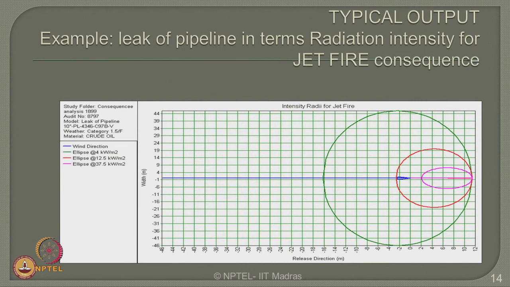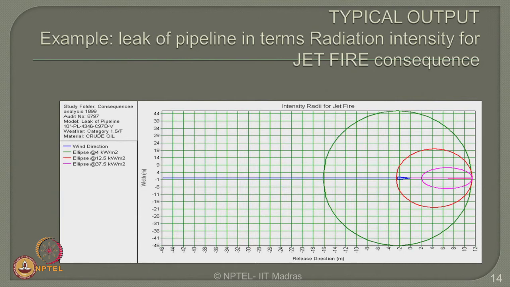One can ask me a question: if you do a software analysis for QRA, what could be a typical outcome of the study? The graph shown here on the screen is a typical output of a leak of a pipeline in terms of radiation intensity for a jet fire consequence. I will also show an example of how these studies result in this kind of outcome in the next lecture.